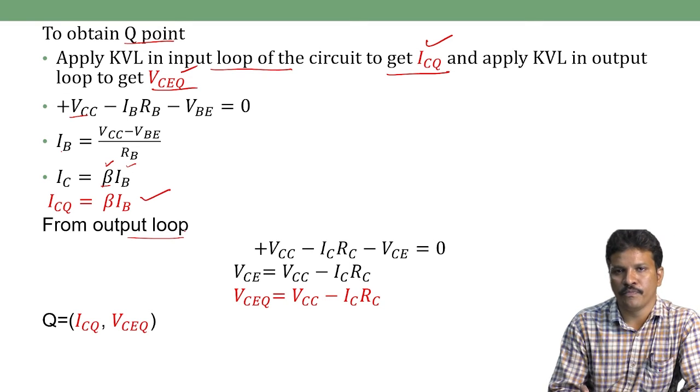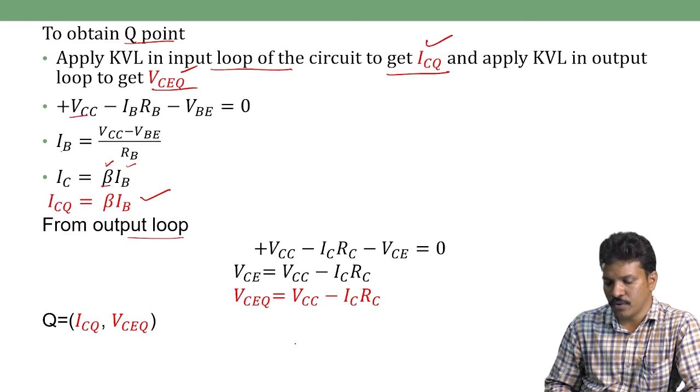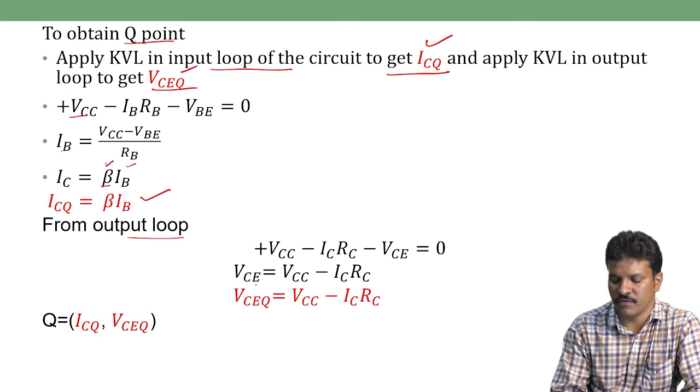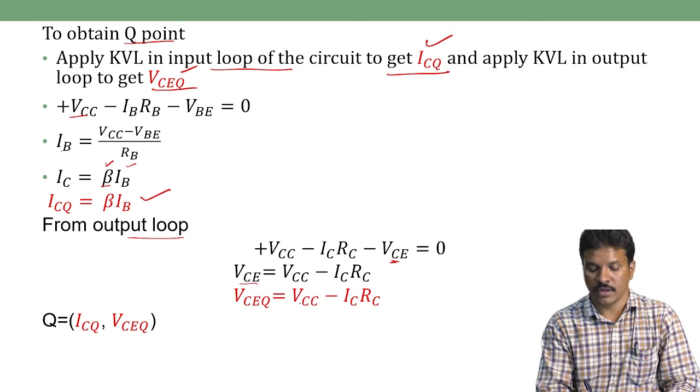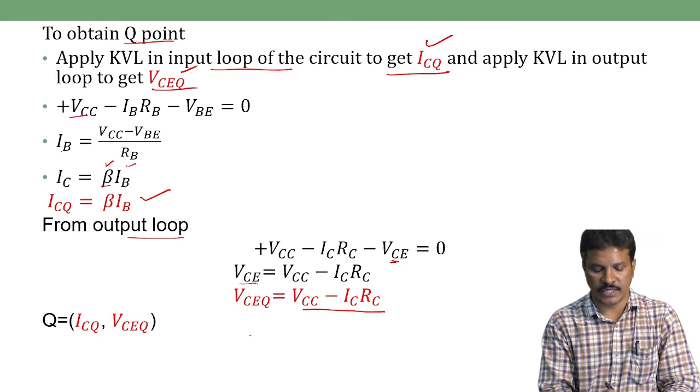From the output loop, what is the output loop here? In this diagram, the output loop means positive VCC, current flows in the RC, and then we have the VCE, and then 0. So we will get plus VCC minus IC RC minus VC is equal to 0. In this equation, VC is equal to VCC minus IC RC. If we take that VC term to the right side, VC is equal to VCC minus IC RC. VCQ is equal to VCC minus IC RC.